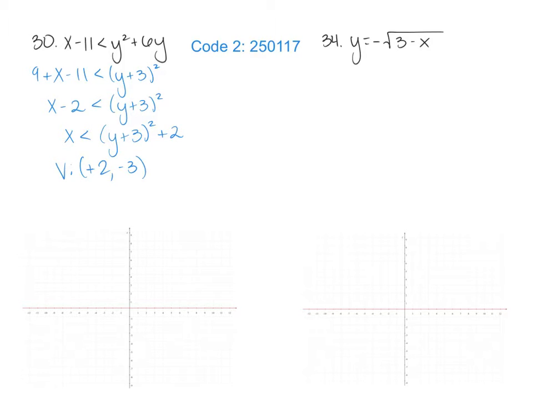So I go to 2, negative 3 down here on my coordinate axes, and I want to figure out where it is going to cross the x-axis. So I'm going to plug in a value for y, namely 0, and solve. And I'm going to make this an equals, so I want x equals 11 when y is 0. Okay? So I'm going to plot that point, and then I'm going to draw my parabola.